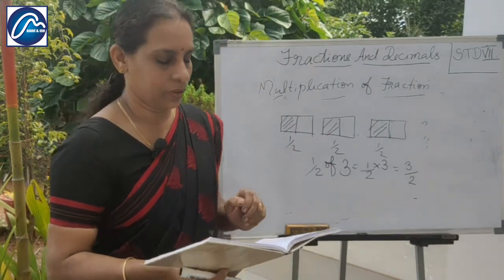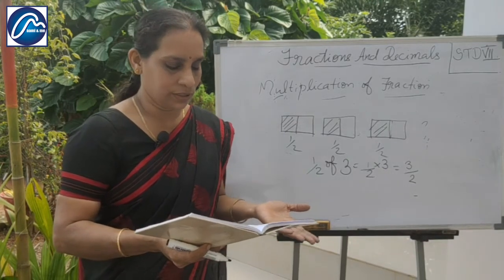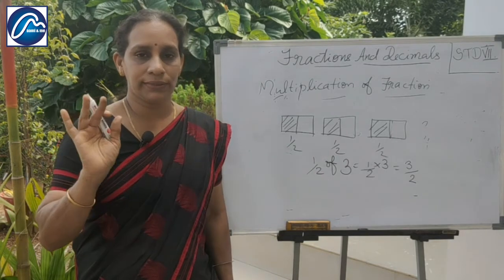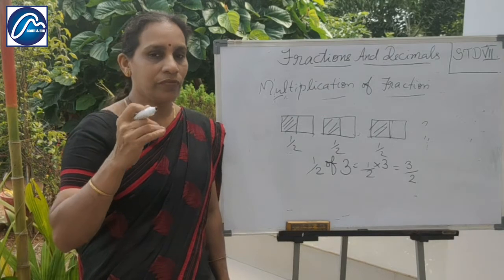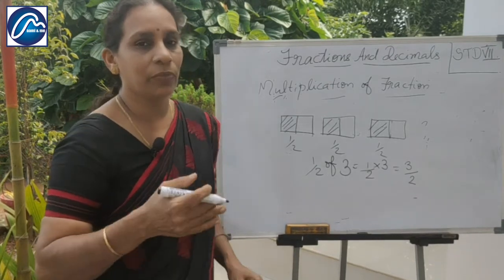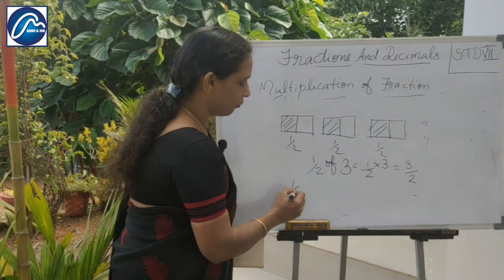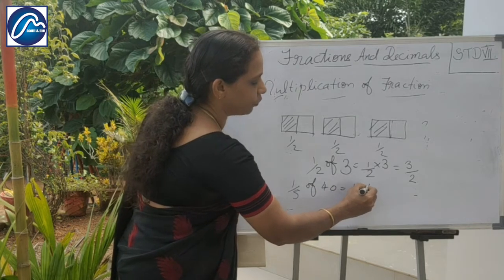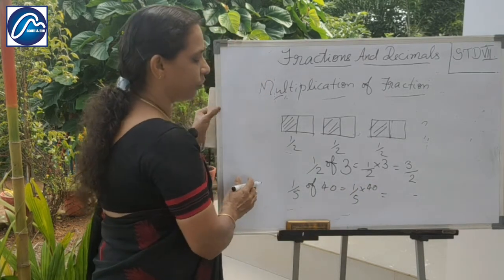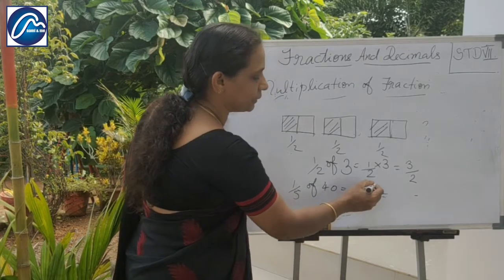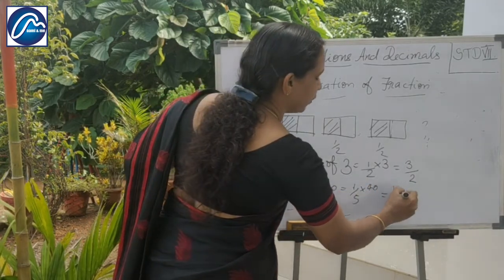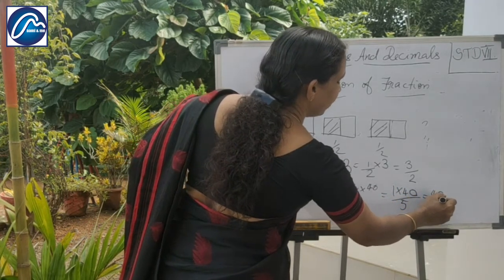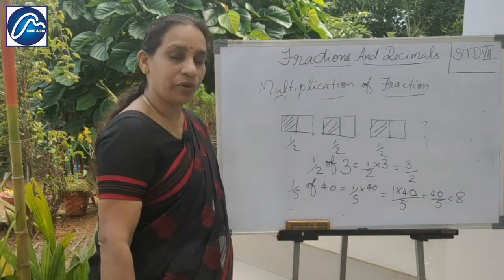Then there are 40 students in a class. Suppose 1 by 5 part is taken for the guides. What is the number of students? So how many are there? 1 by 5 of 40. What is 1 by 5 of 40? That is equal to 1 by 5 into 40. What do we do for 1 by 5 into 40? You have to multiply this number with the whole number. 1 into 40 divided by 5. That is 40 divided by 5, and the answer is 8.